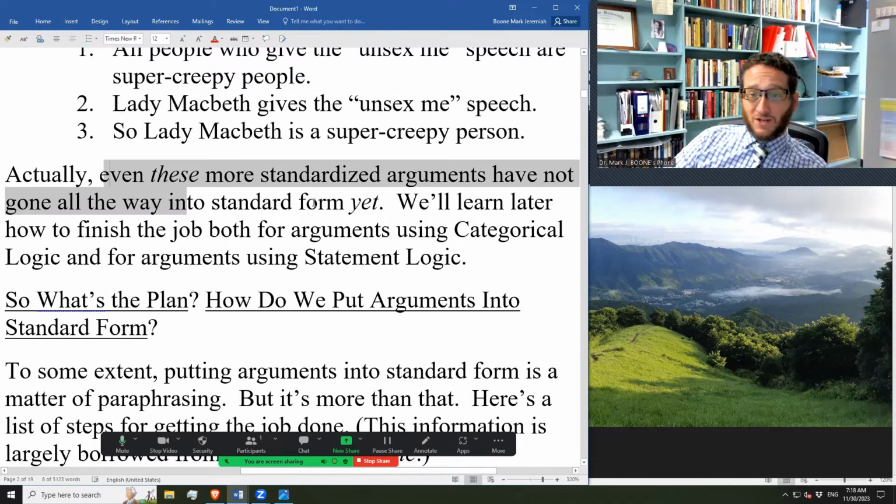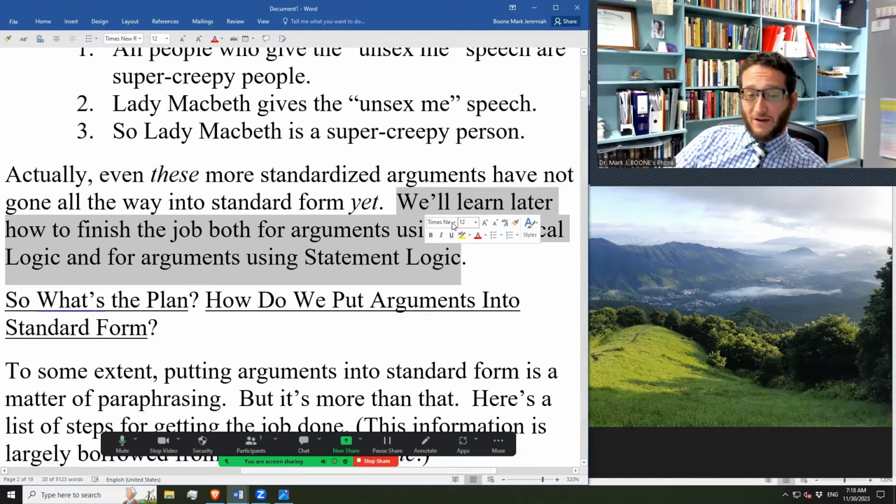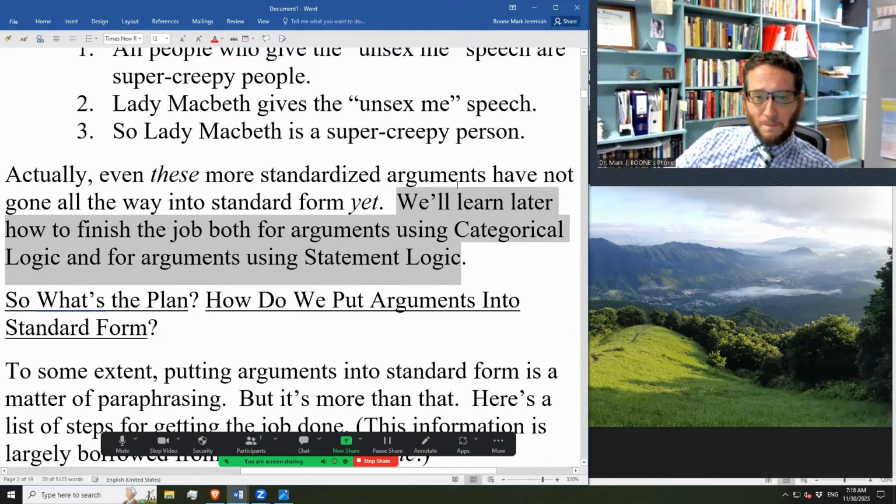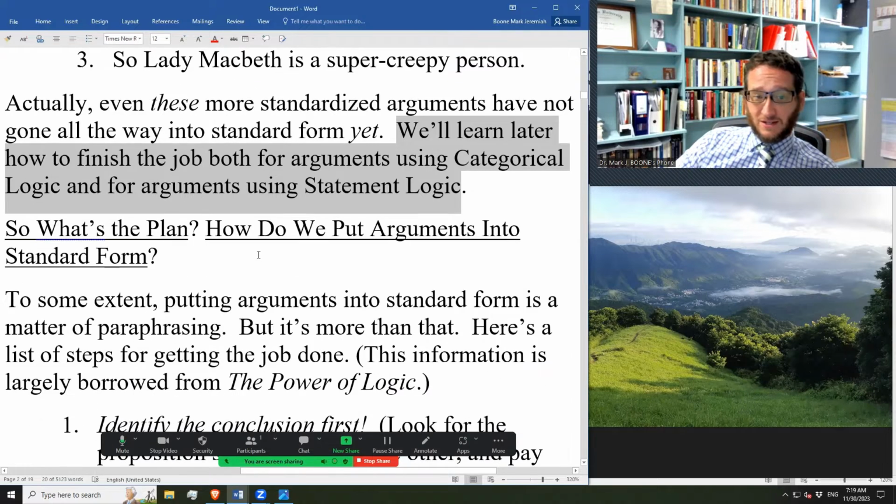Now, these more standardized arguments have not gone all the way into standard form yet. We learn later how to finish the job, both for statement logic and categorical logic. And I should say that for this particular series, we might not actually learn later how to finish the job, but I'll try to give you at least some sort of a brief lesson in categorical logic and some sort of a brief lesson in statement logic before this series ends, though I'm not planning on going into much detail in this series. There's a longer series, the Lessons in Logic series, which will go into enormous detail.